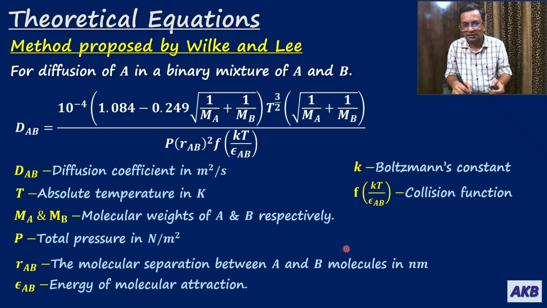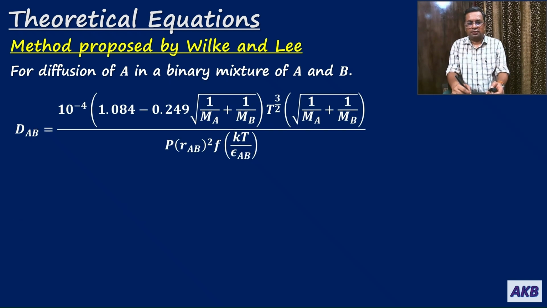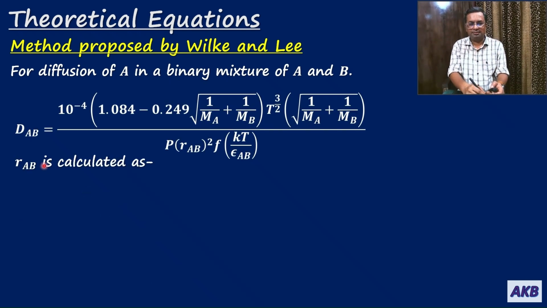Okay, so these are the terms that are involved in the equation. Let us move ahead. Now you can get RAB by using this equation. RAB is RA plus RB upon 2. And how to get RA? RA can be obtained by using this equation.